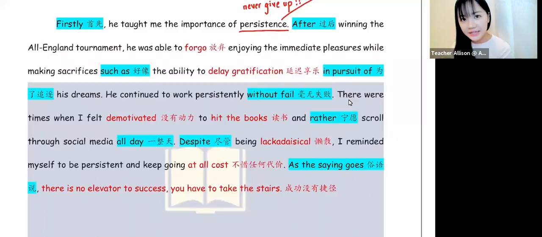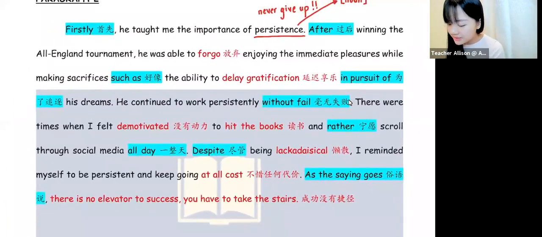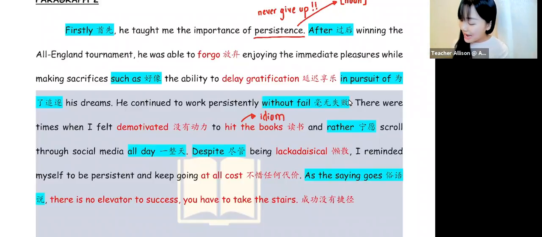And after giving the example, you have to write about how you can apply it in your life. So, for instance, there were times when I felt demotivated. You lack motivation to study. We are using an idiom here, hit the books. To hit the books is a very common idiom. When you hold up a book, you are reading. This one is an idiom: to hit the books, and I'd rather scroll through social media all day.